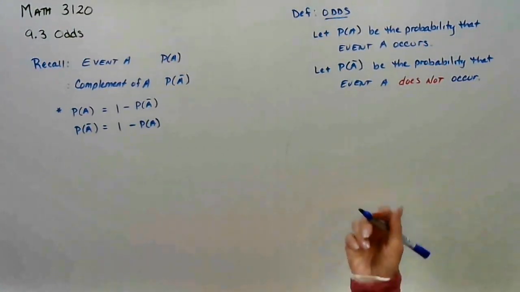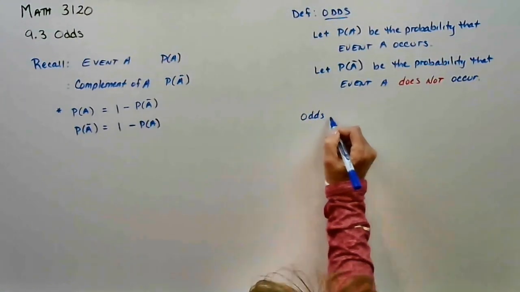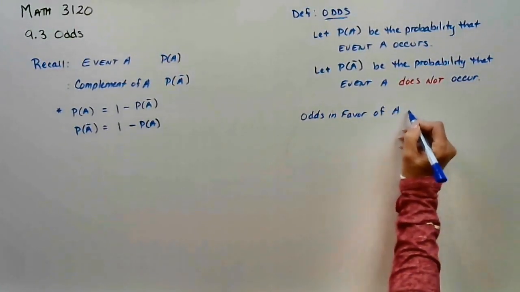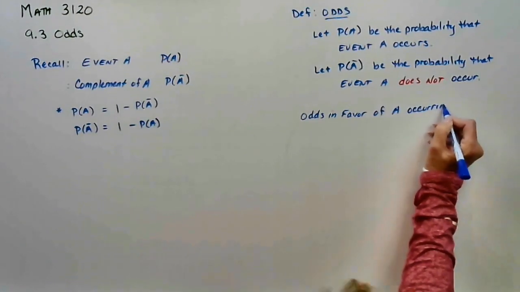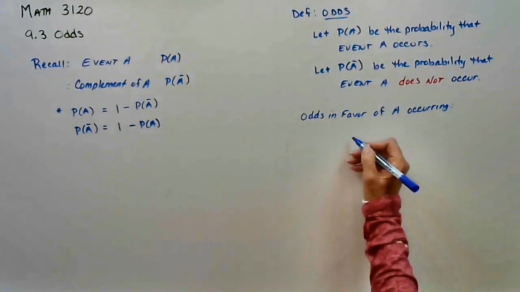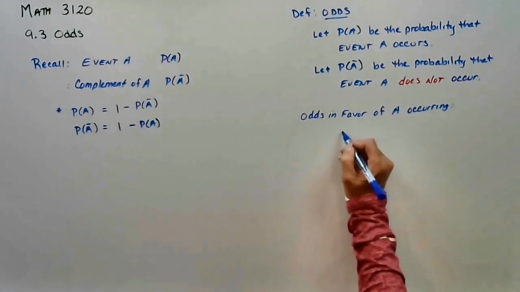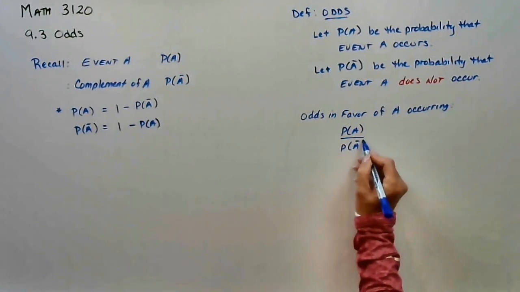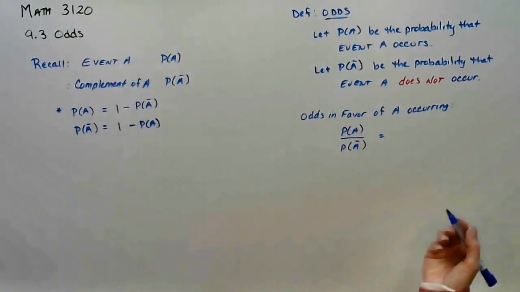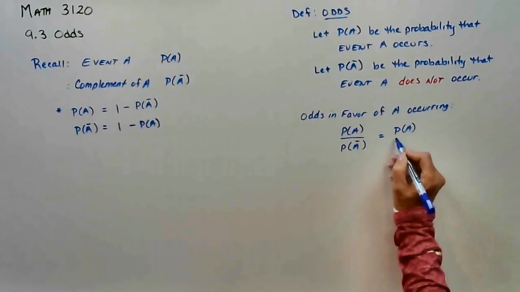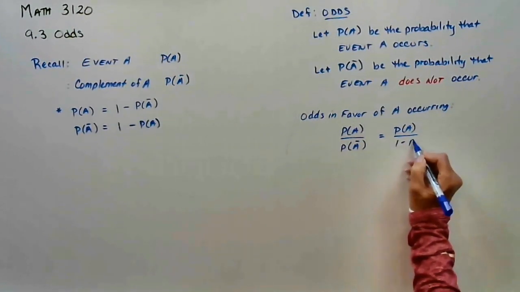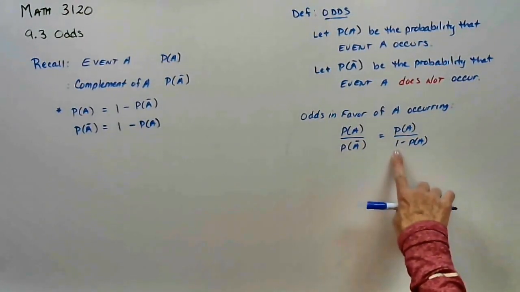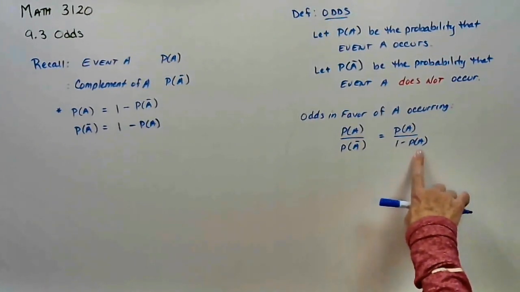Now let's take a look at odds. Odds in favor of A occurring means the probability of A over the probability of everything not in A. You could say that's the same as the probability of A over 1 minus the probability of A, because the complement is everything that's not in A. So start with the entire amount and subtract out the probability of A.